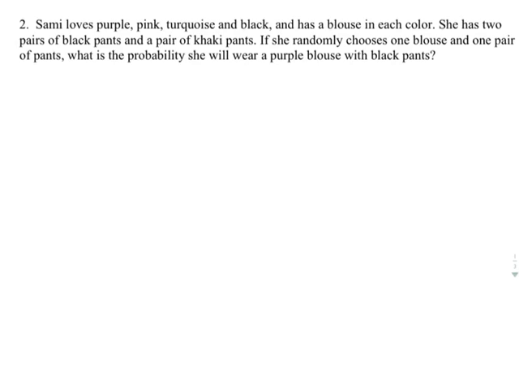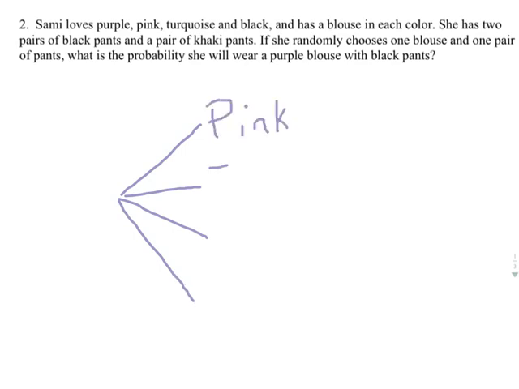just to show the difference between the two. For a tree diagram, we're going to take a look at the first item that could happen. We are going to be choosing a blouse, and we have purple, pink, turquoise, and black. So I'm going to split my tree into 4 parts, and I'm going to label everything. So we have pink, we have turquoise, and I forgot purple, and we have black. Those are all the choices that could happen with our first picking of something.